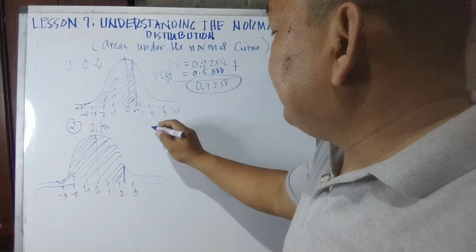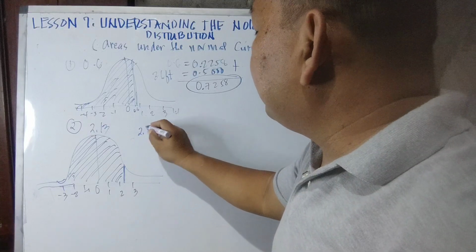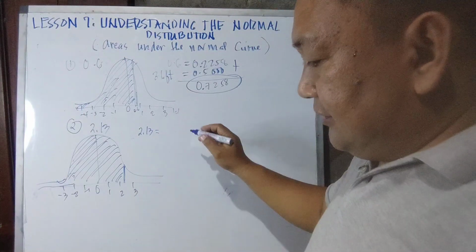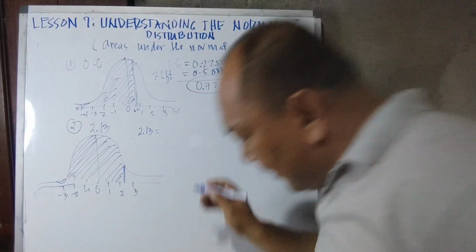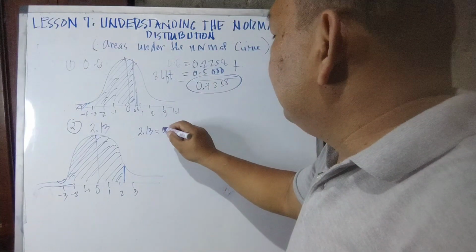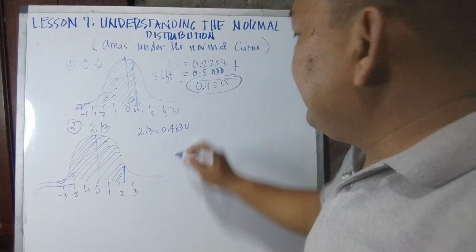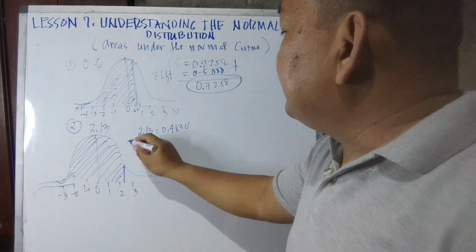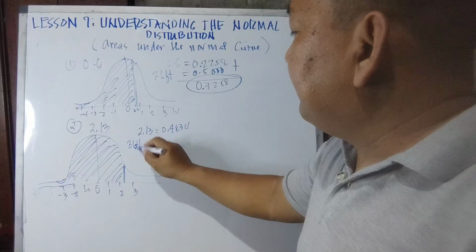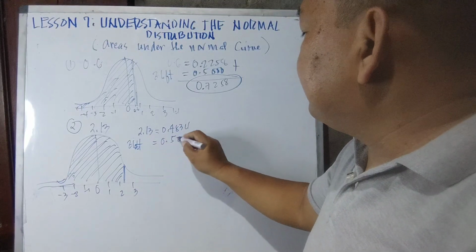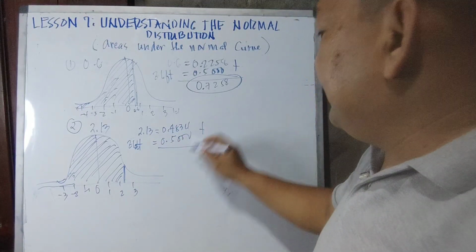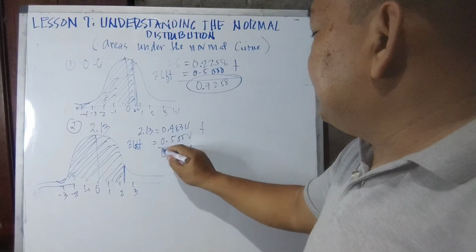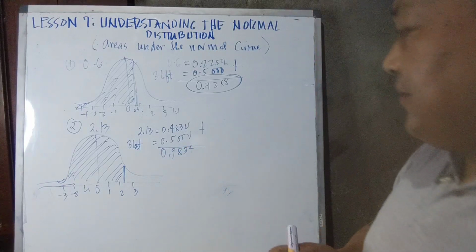So maybe we have to consider again, what is 2.13 in your Z table? We have 0.4834. And again, the whole of the left is shaded. So Z to the left is equal to 0.5000. And then you have to add. So we have 0.9834. So the area of 2.13 is 0.9834.